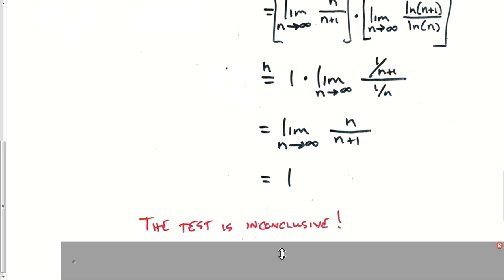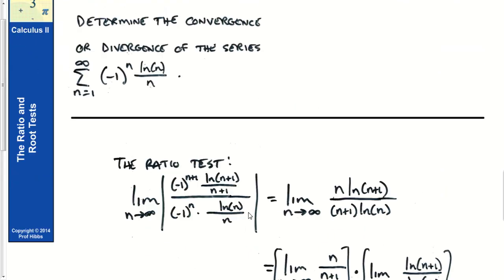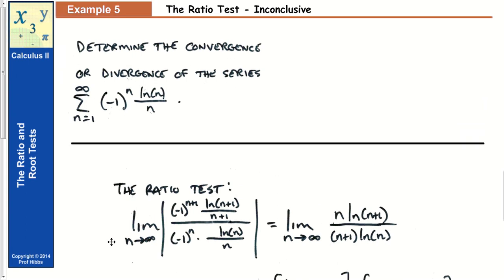So here is a second example where the test is inconclusive. We still don't know whether this converges or diverges, because the ratio test didn't help us.